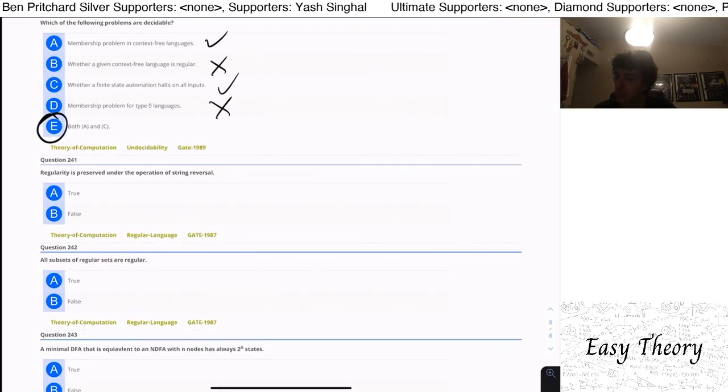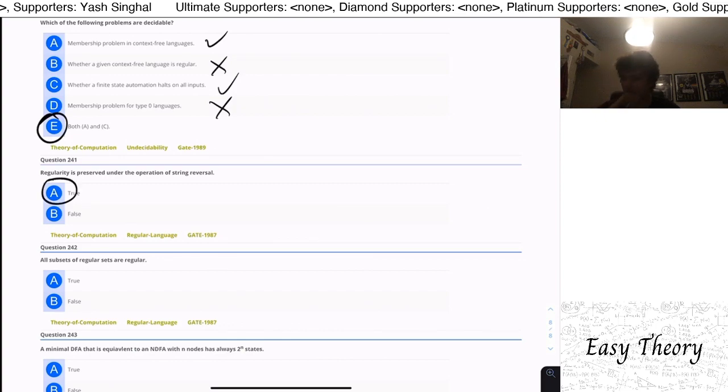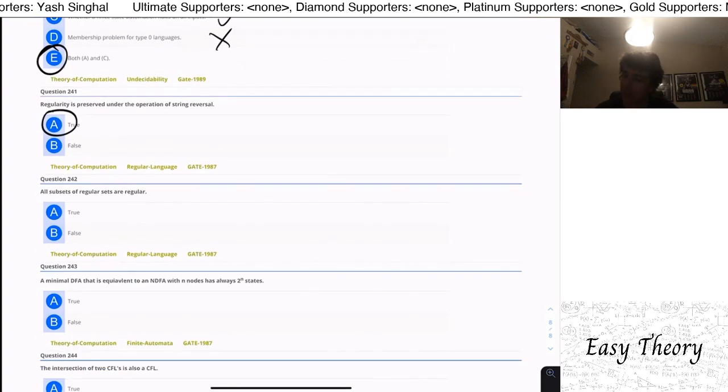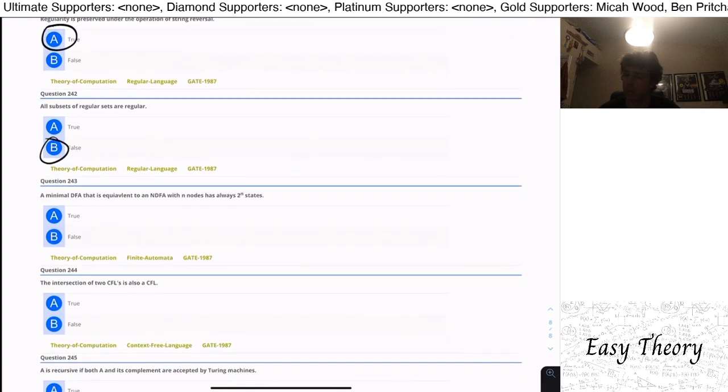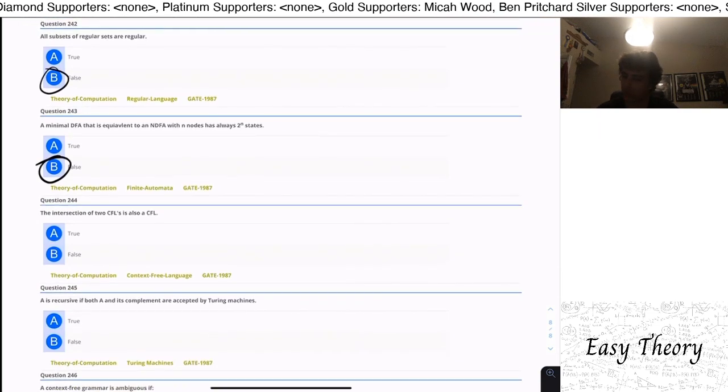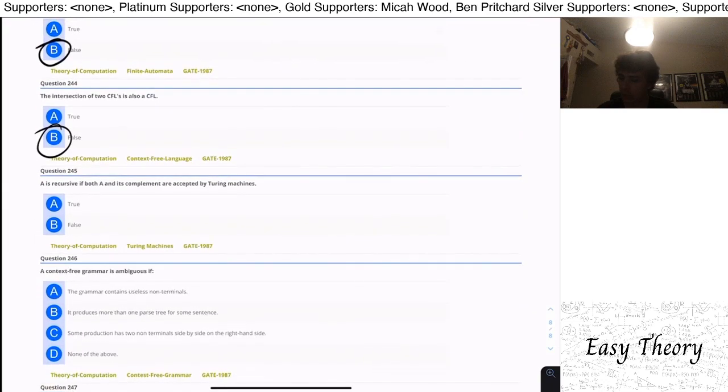Regularity is preserved under the operation of string reversal. Yes. They probably mean language reversal, but yeah. All subsets of regular sets are regular, no. We've answered that already. A minimal DFA that is equivalent to an NFA always has the same number of states. No, that's not always true. The intersection of two CFLs is always a CFL. No, we already saw that.